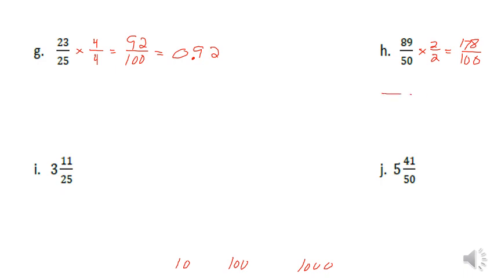Well, I know my place value. My hundredths place is right here, so the 8 has to go there. And the 7, that means the 1 is actually a whole number. So it's 1 and 78 hundredths.